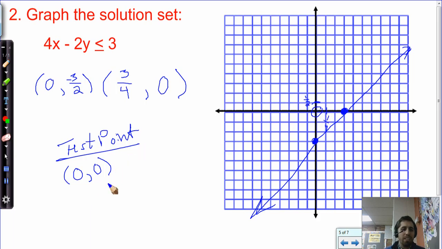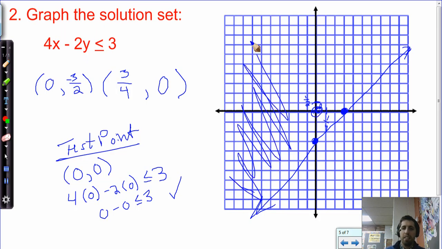Is this a solution? That would be 4 times 0 minus 2 times 0 is less than or equal to 3. So that would be, is 0 minus 0 less than or equal to 3? And the answer is yes. So this is a solution as well as everything on this entire side.